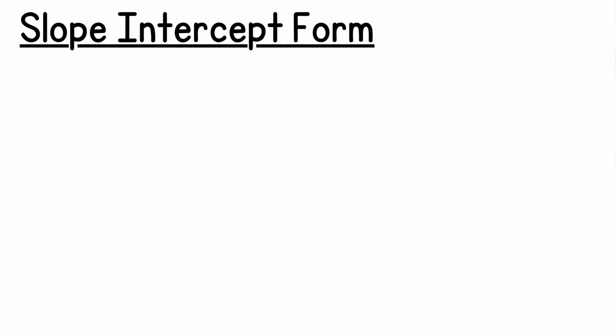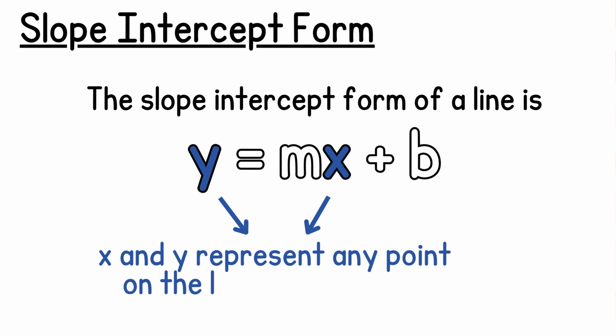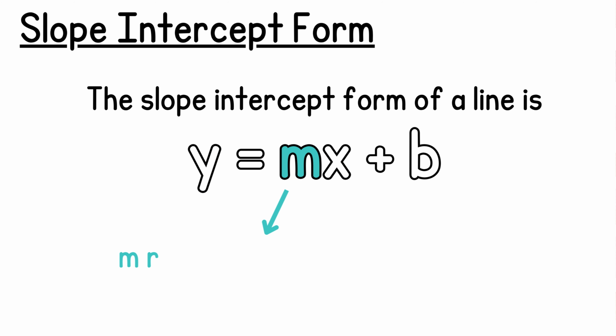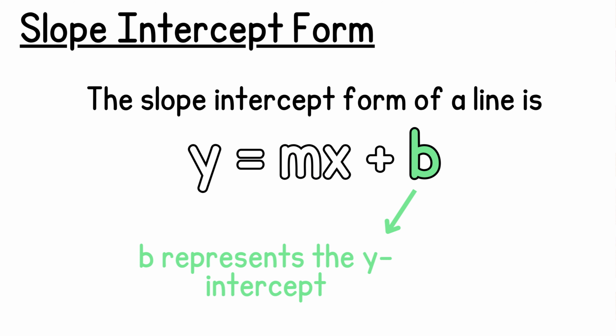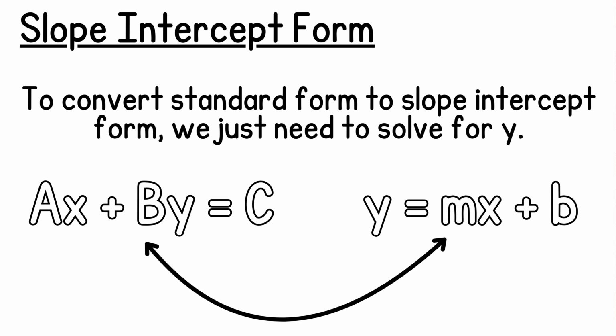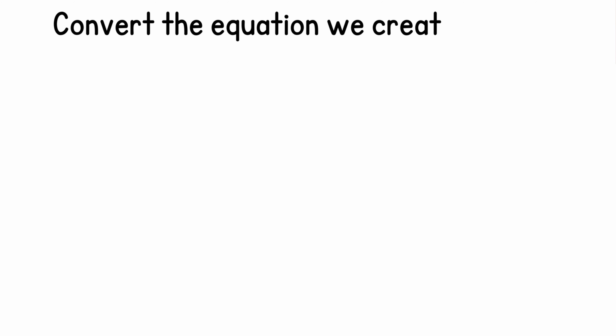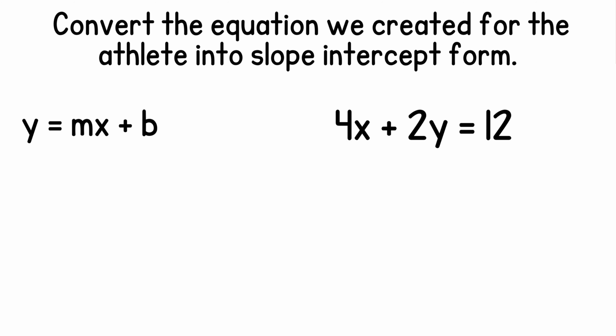Now let's talk about slope-intercept form. The slope-intercept form of a line is y equals mx plus b, where x and y represent any point on the line of the graph, m represents the slope of the equation, and the value of b represents the y-intercept. To convert standard form to slope-intercept form, we just need to solve for y. So let's convert the equation that we created for the athlete into slope-intercept form. Slope-intercept form is y equals mx plus b. So we can take our equation in standard form and isolate the variable y to put it in slope-intercept form.